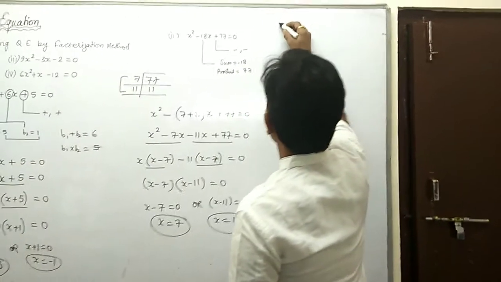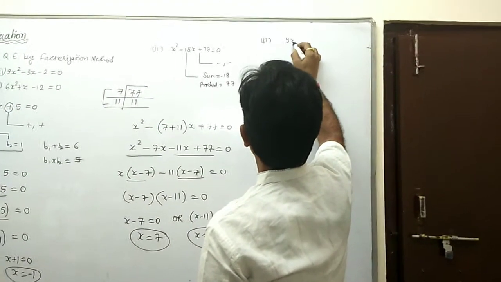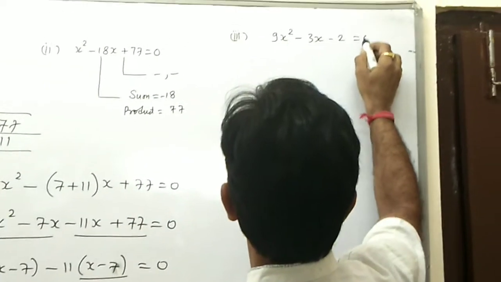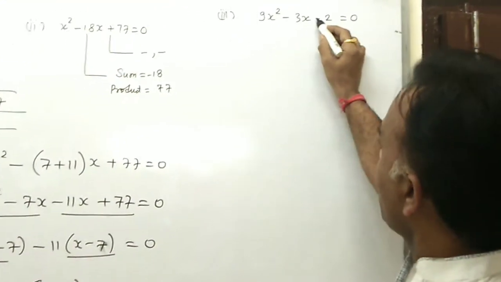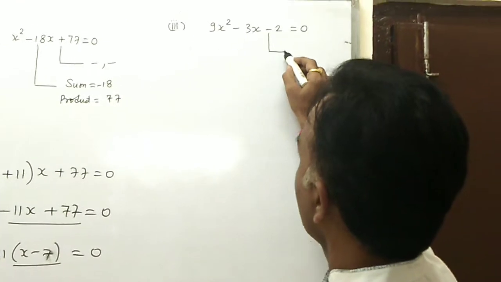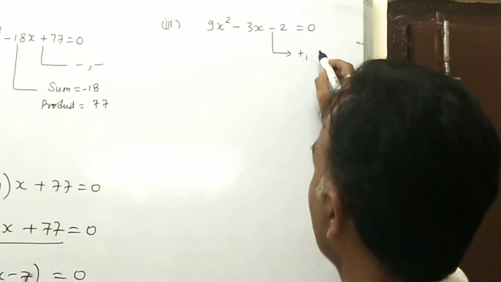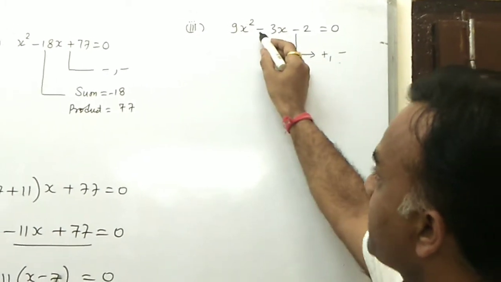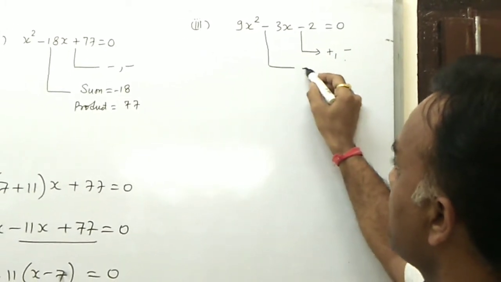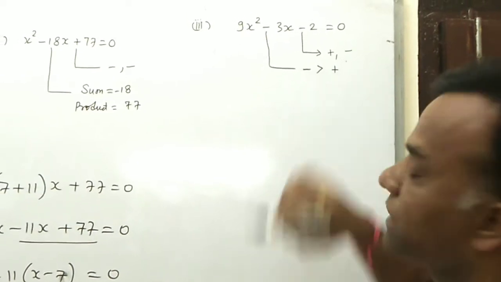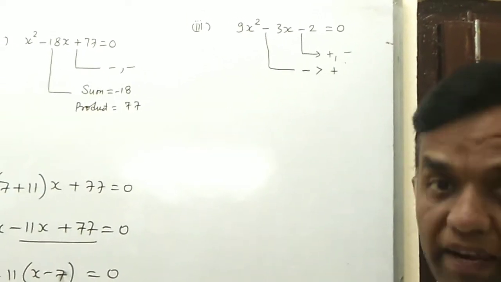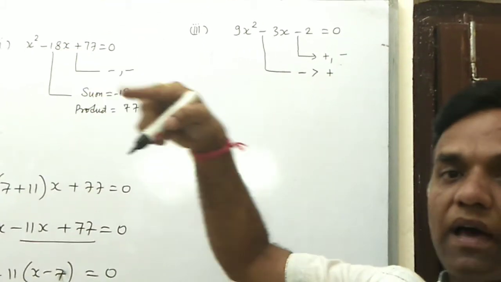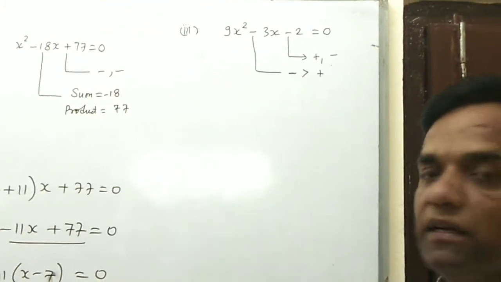The third part of the equation, 9x square minus 3x minus 2 equal to 0. Now your constant term is minus. There are two possibilities, one value plus and one value minus, but you have the minus value here, so this minus sign number is greater than plus. Because here we discuss the numeric value, the minus sign numeric value is greater and the plus sign value is lesser than the minus value.